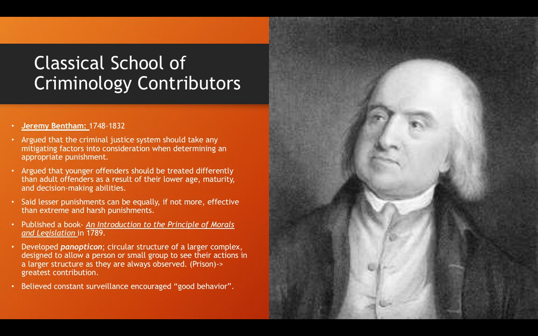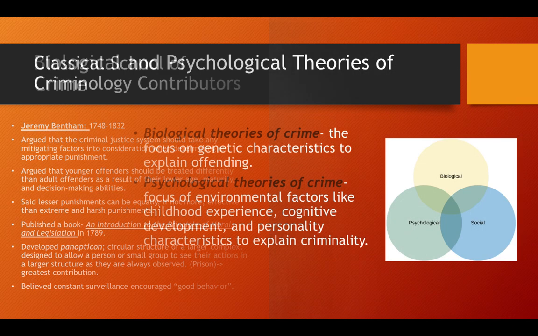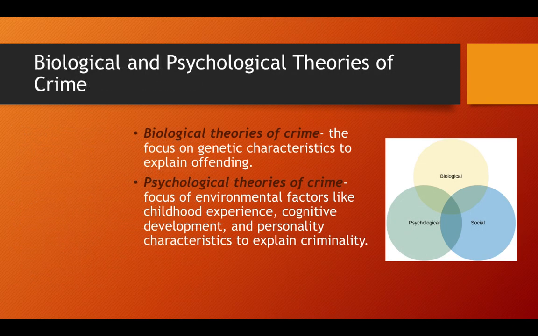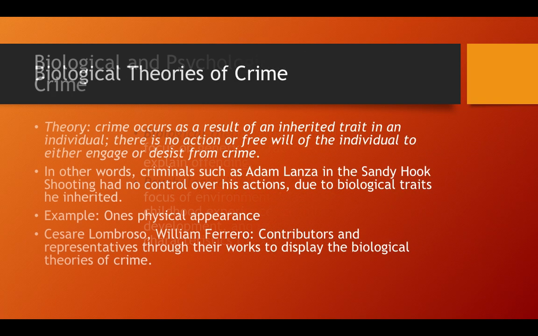And he also believes, like in this case of using the Panopticon, when someone could always be seeing what inmates are doing, that it would inspire good behavior by the inmates. So now we have the positive school, which is the biological and psychological theories of crime. The biological theories of crime focus on characteristics that are genetic to explain why individuals engage in criminal behaviors, while the psychological theories of crime focus on environmental factors like childhood experience, cognitive development, and personality characteristics to explain why individuals engage in these criminal behaviors.